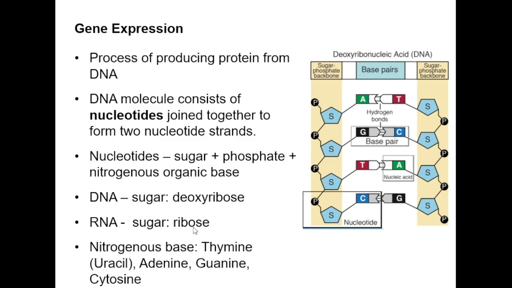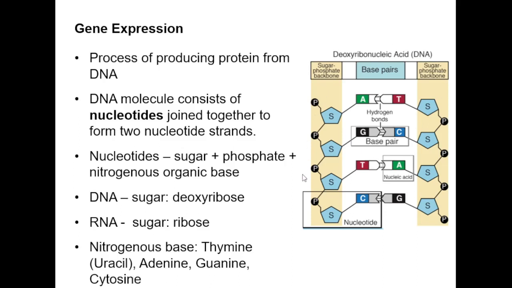Another difference that they have is its appearance. DNA is a double helix, and RNA is commonly a single strand. So these are the sugars that we have in the nucleotides. The nitrogenous bases, there are four, depending on whether it's a DNA or an RNA. If we have a DNA, then the four nitrogenous bases are thymine, adenine, guanine, and cytosine. But if we're talking about an RNA, we do not have thymine. Instead, we have uracil and then the three others.